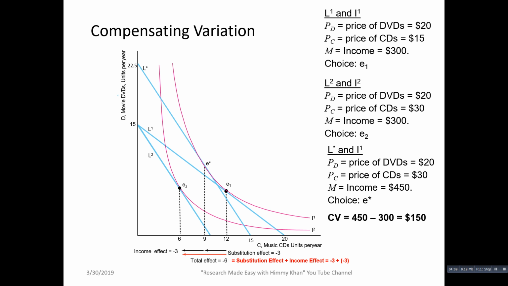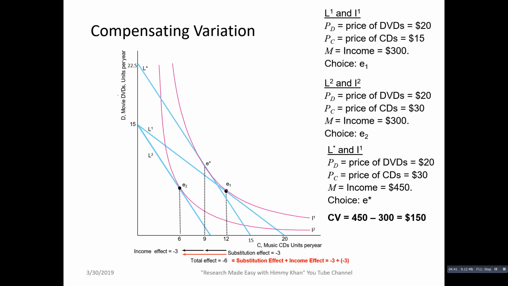So it means that change in the price of CD from $15 per CD to $30 per CD has taken the consumer from E1 situation to E2, and this difference between E1 and E2, or change in the quantity demanded from 12 to 6, is the price effect or the total effect of an increase in the price of CD.